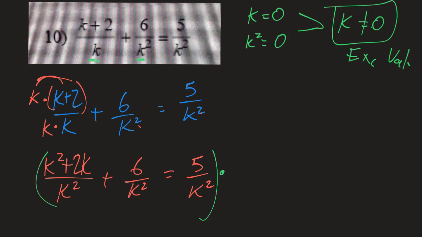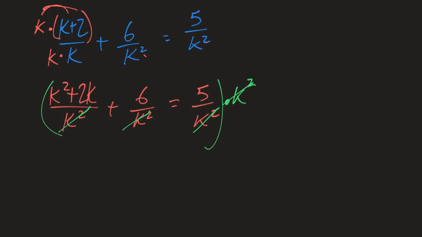Let's take the next bit and cancel the denominators out, so let's multiply the whole thing by k squared, canceling all of these guys out. And now I've got k squared plus 2k plus 6 equals 5. Uh-oh. This looks a little weird, doesn't it? But guess what? You already know how to solve equations like this.